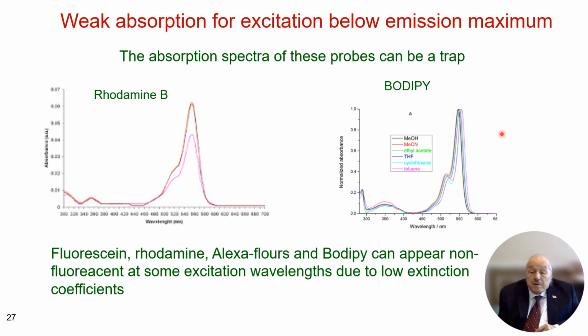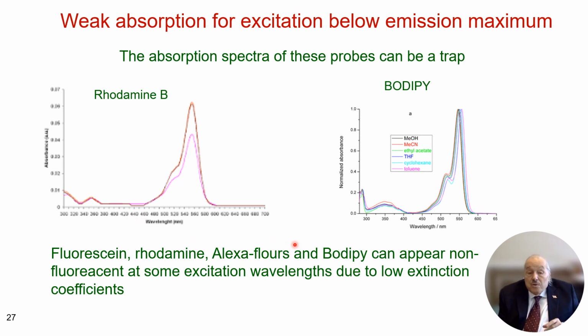Here is a trap that is easy to fall into. You have a certain instrument. It might have a laser light source at a particular wavelength, and you put your sample in and you find no signal. One reason that can happen is that all of these probes, the fluoresceins, the rhodamines, the Alexas, have relatively sharp absorption spectra, and they all have wavelength areas where they display very low extinction coefficients or very, very low fluorescence.